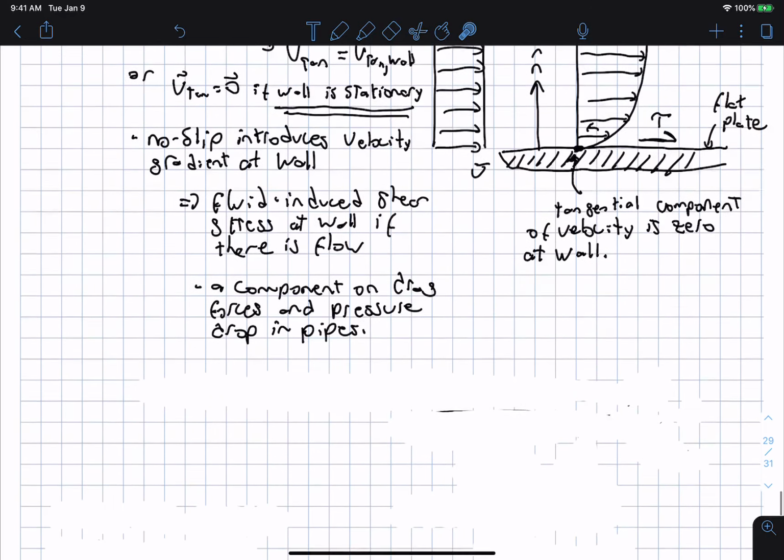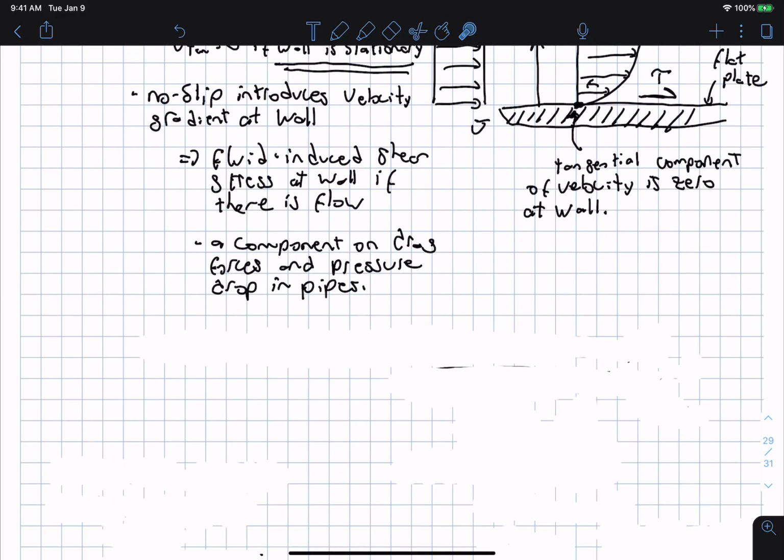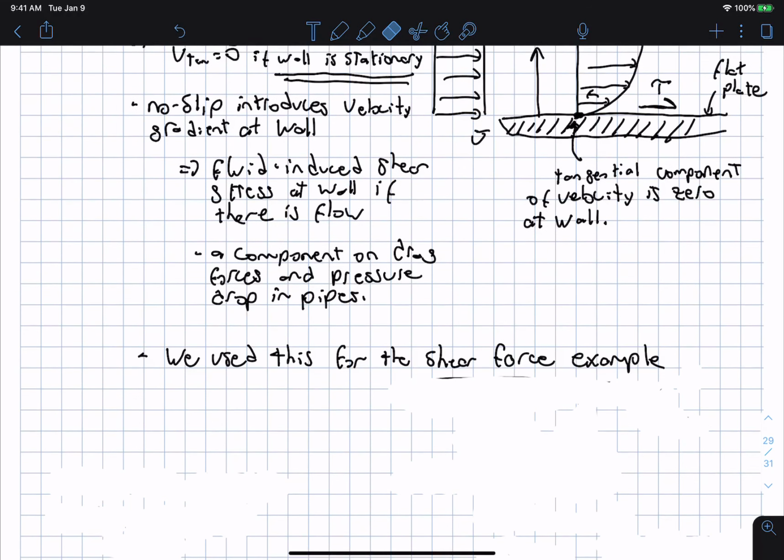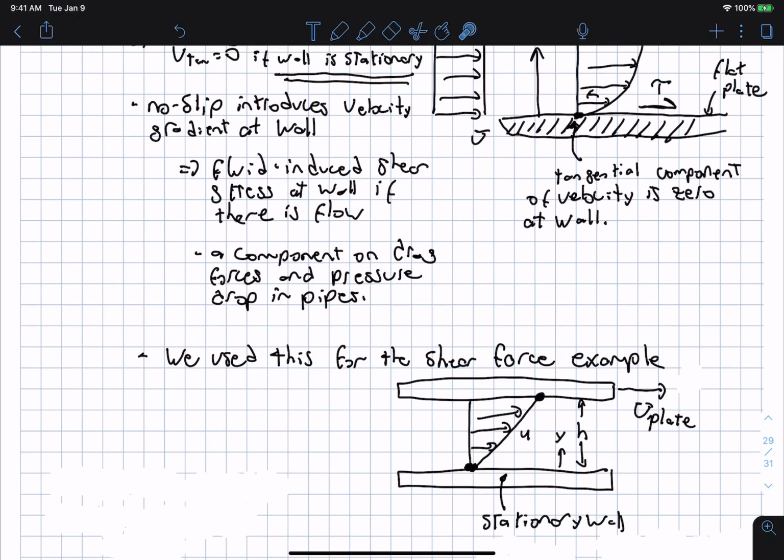Okay, and so this no slip condition is important, and we actually used it in the past without stating it. We used it for the shear force example where we had two flat plates, basically a stationary plate on the bottom and a top plate that was moving at some velocity, cap U plate, at the top.